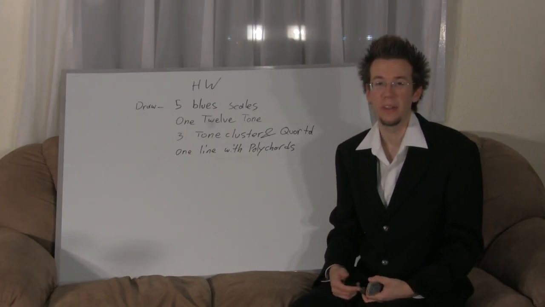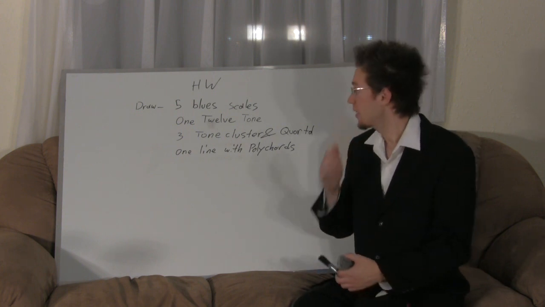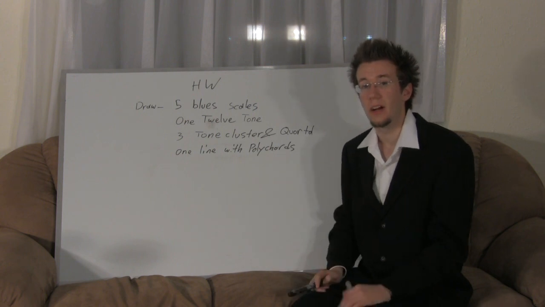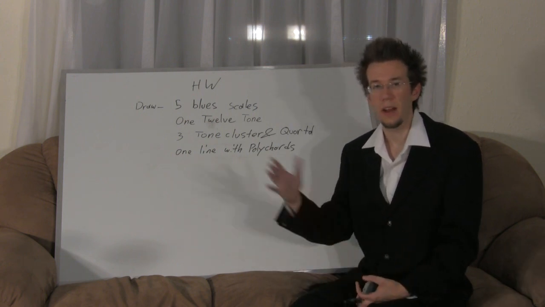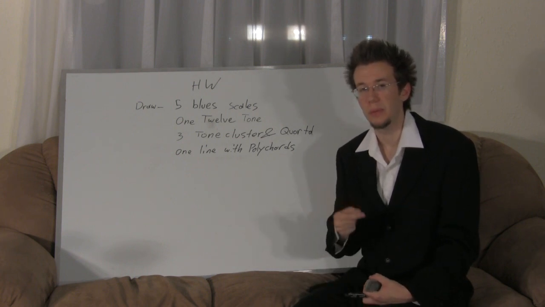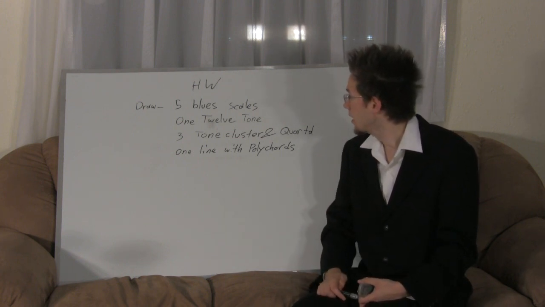Okay guys, so for your homework, this is what I'd like you to do. I'd like you to draw 5 blues scales in 5 different keys. So pick 5 different keys and write a blues scale for each one. Use the formula that I gave you before to draw out the scales.